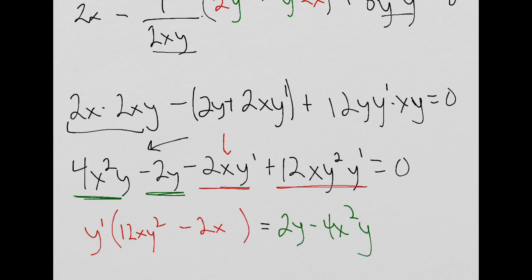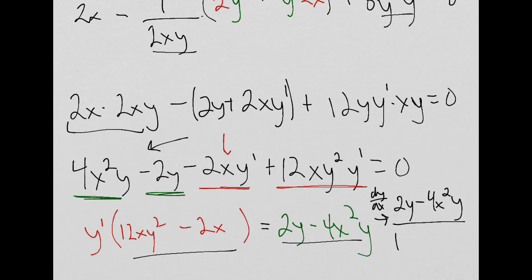So from here, I'm going to divide by the parentheses. This gives me 2y. This is the top of the fraction, and that comes from this: 2y minus 4x squared y. And it's going to be over top of this set of parentheses. So I'm going to get 12. So this is dy dx is equal to this, is equal to 12 on the bottom, xy squared minus 2x.